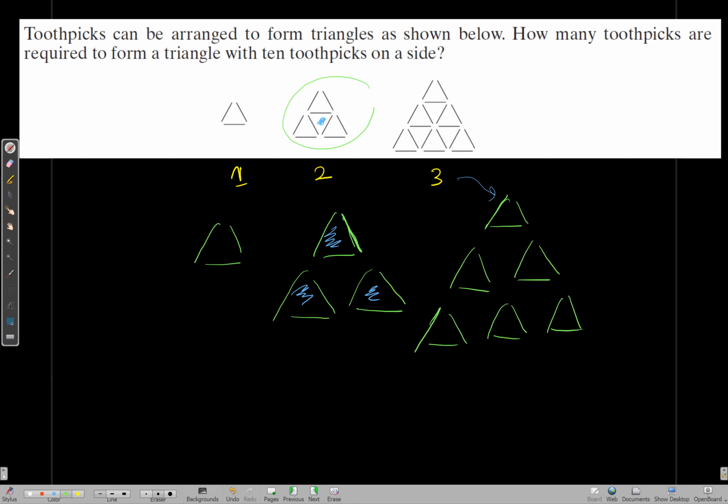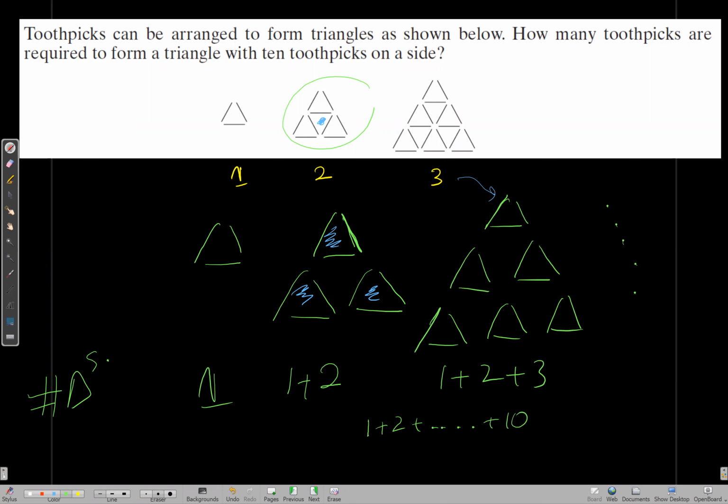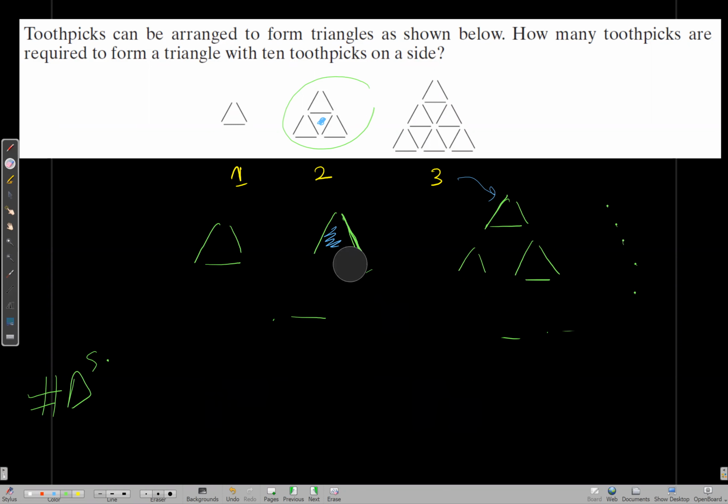For 4, you add another row. So what you are doing is the easiest way to approach this problem. So number of triangles. Here you have 1, here you have 2, 1 plus 2. Here you have 1 plus 2 plus 3, and then you see the pattern, right? For 10, you are going to have 1 plus 2 plus up to 10, right? And then you know the formula for this. We learned that.